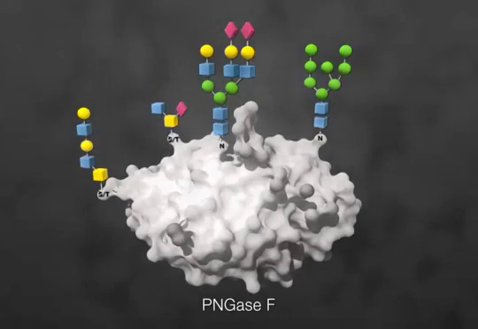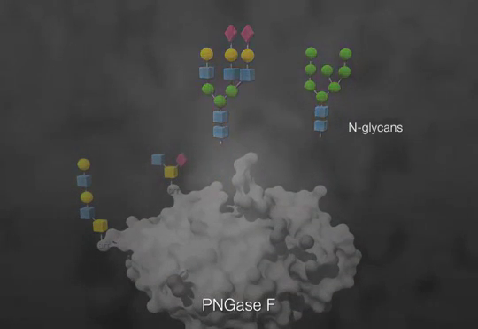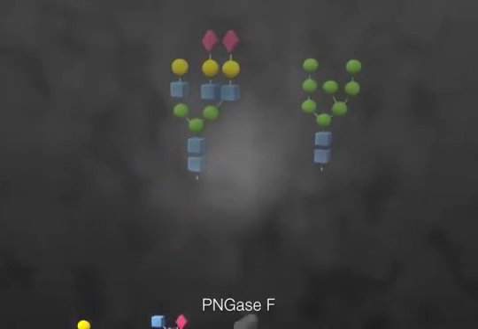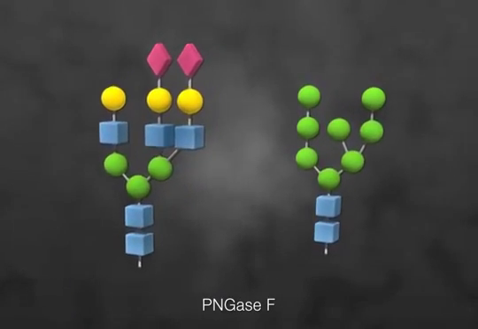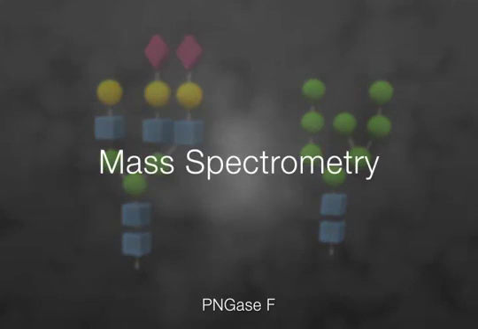PNGase F is able to remove most N-glycans as an intact glycan molecule. If present, the O-glycans remain attached to the protein. The released glycans are intact and are ready for further characterization using analytical methods such as mass spectrometry.